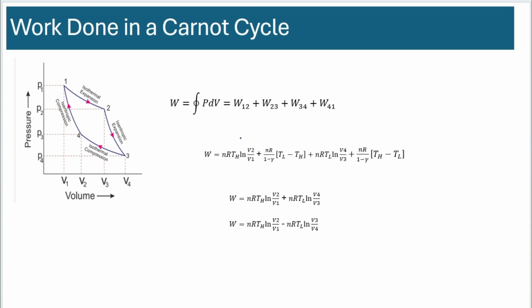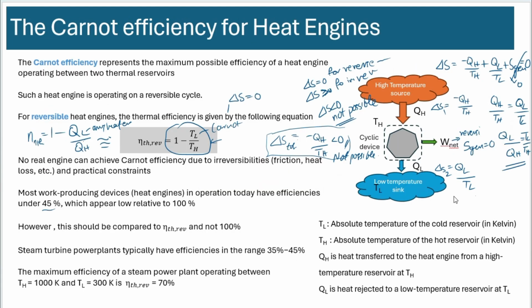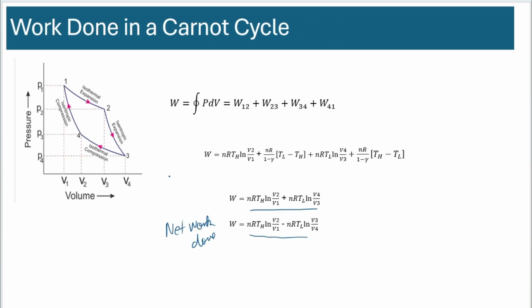Now, the total work done is the sum of all these works, and it turns out to be this value. You could also write it in this form by changing V4 over V3 to V3 over V4. So we know the net work done. This is the net work done in a cycle. That is nothing but this W that is coming out, W net per cycle.